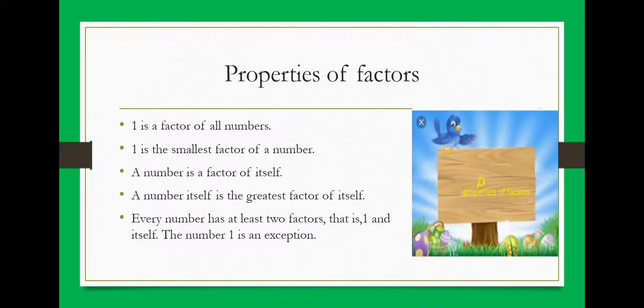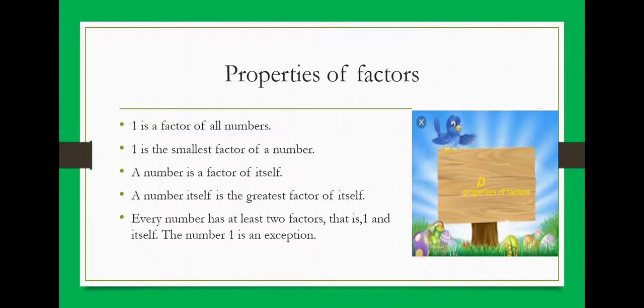Properties of factors. Factors means when you say the table, that answer is a factor. Let us see the properties first. 1 is a factor of all numbers. That means we will see the example later. Second one, 1 is the smallest factor of a number. A number is a factor of itself. A number itself is the greatest factor of itself. Every number has at least 2 factors, that is 1 and itself. The number 1 is an exception.